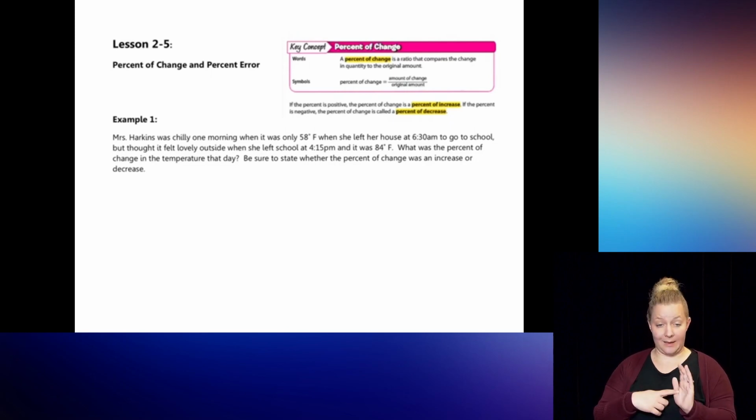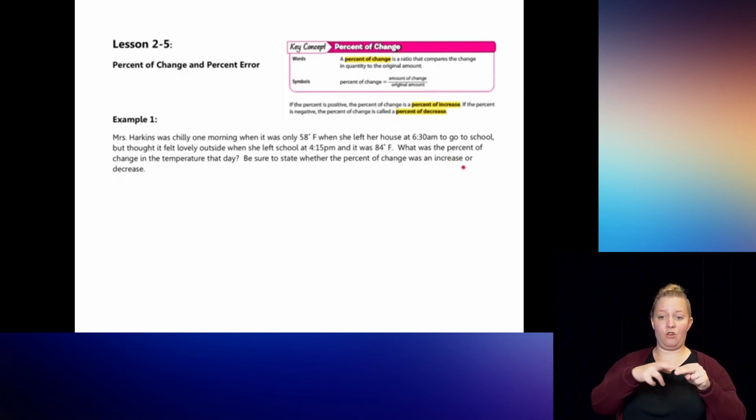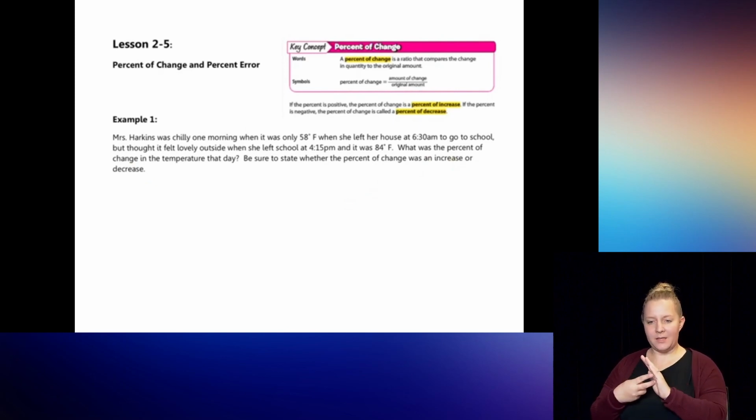Example 1 says, Mrs. Harkins was chilly one morning when it was only 58 degrees when she left her house at 6:30 in the morning to go to school, but then thought it was lovely outside when she left school in the afternoon and it was 84 degrees. What was the percent of change in the temperature that day? And whenever you're talking about the percent of change, we'd also like you to recognize if it's an increase or a decrease. Increase means from the original, now the amount is higher. And decrease means from whatever it was originally, now the amount is lower.